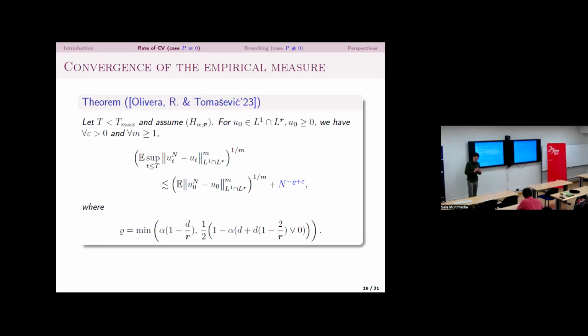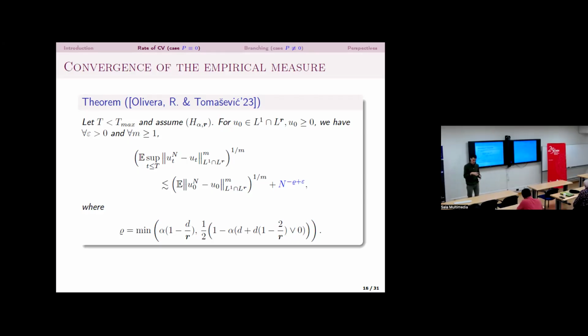It tells you that, up to the maximal time of existence of the PDE, you have a convergence of UN, my mollified empirical measure, to U, which is the PDE, in this topology, in this norm, L1 LR. And this convergence is quantified, so it's upper bounded for any n by the difference on the initial conditions, which is the number here, plus here some rate.